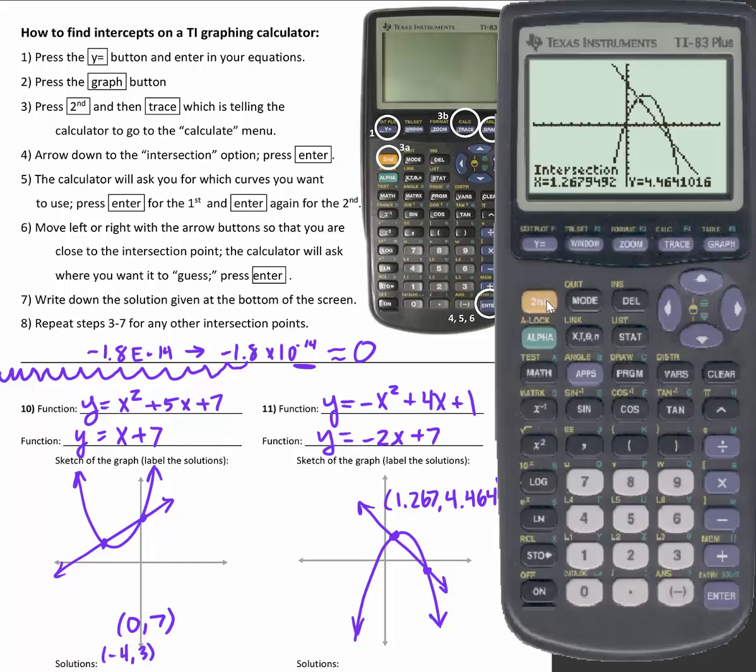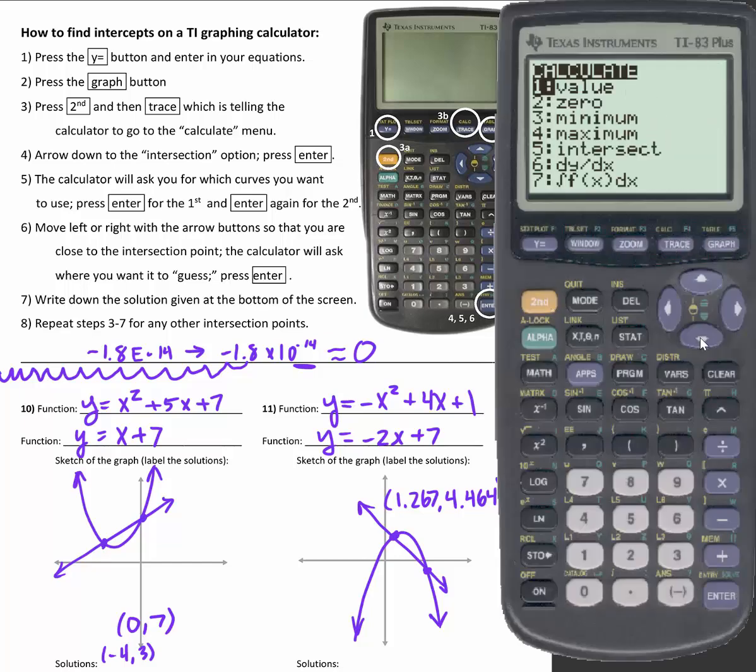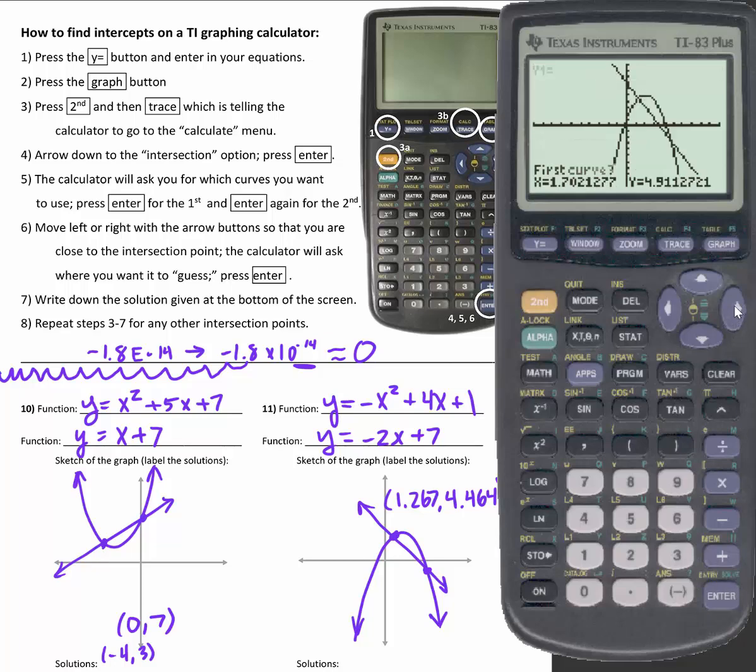Let's go ahead and let's go through that process. Second, calc, down to intersect. We'll have to scoot over, just close. So you're always going to go over left and right first. I wouldn't really use the up and down buttons. What an up and down button will do, just in case you press it, is if you press up or down, it jumps from one curve to the other.